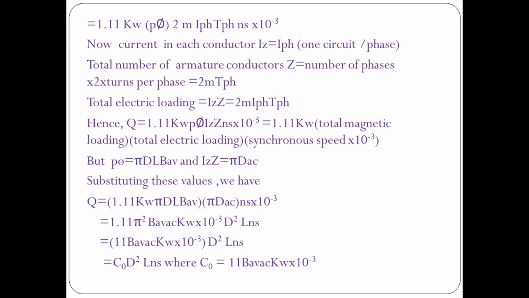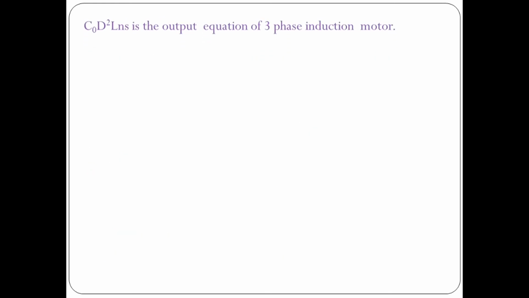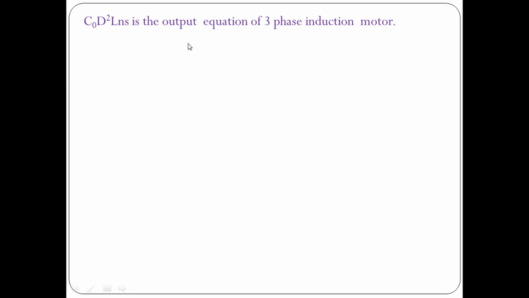So Q will become C naught d square L ns. So this is the output equation of three-phase induction motor. You can say that Q is equal to C naught into d square L into ns. So this is the output equation of three-phase induction motor.